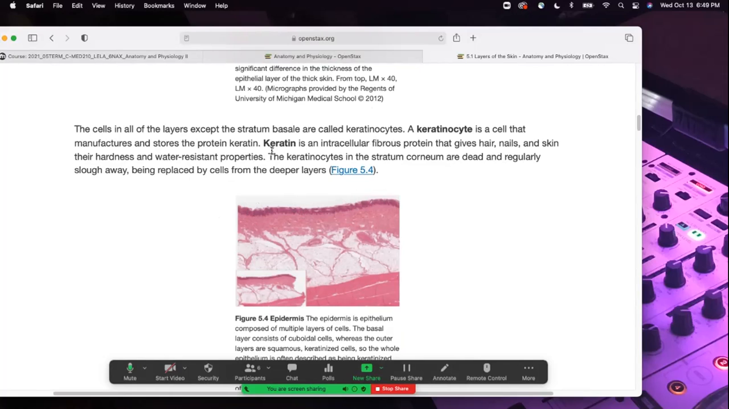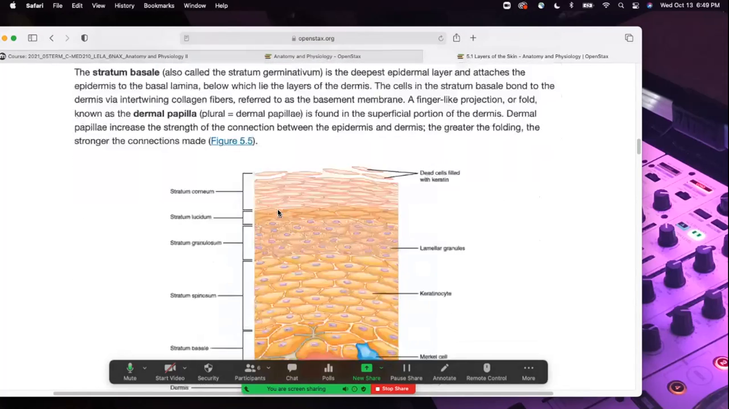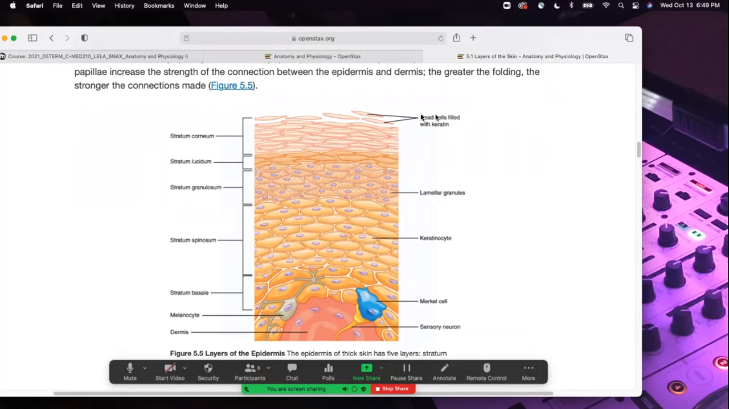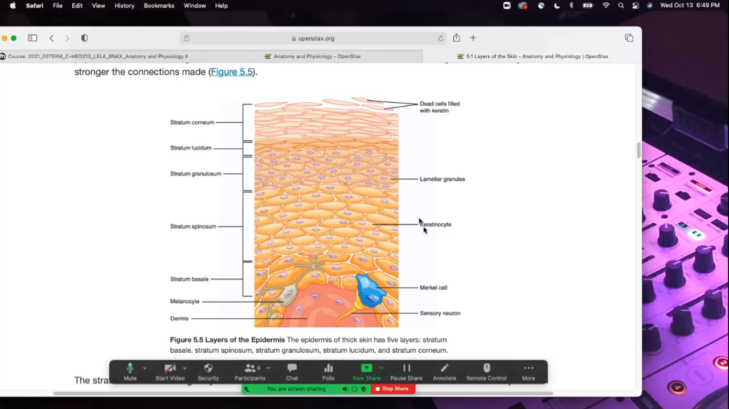So I could ask you what keratin is, and it's associated with the epidermis. I could ask you about the very top layer of the epidermis. Is it living cells? Nope. They're dead cells. Now here is an even more detailed picture, which I could easily do what on the exam? Erase all of this, A, B, C, D, E, F, G.